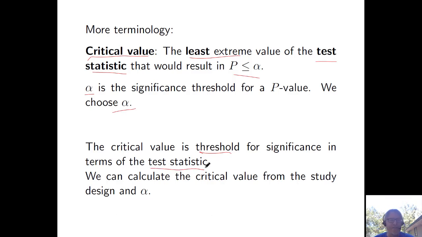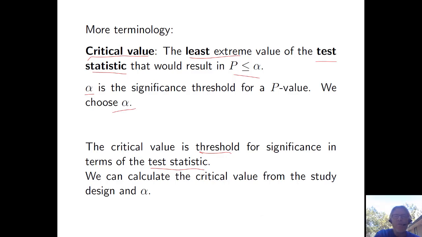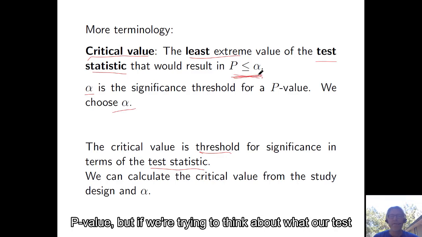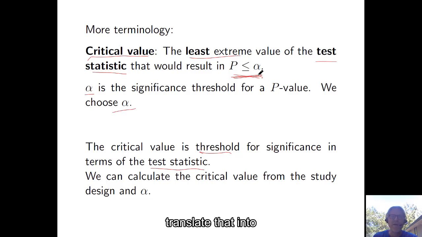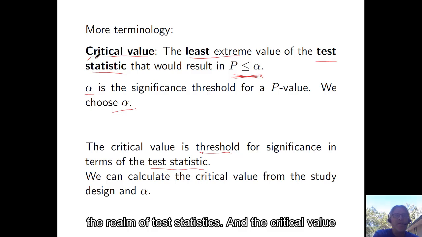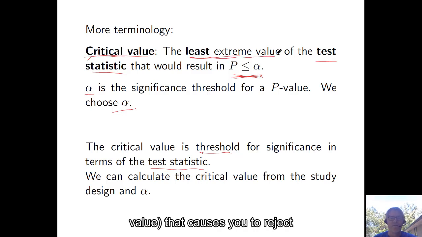So I think of it like exchanging currency or something. You're moving to a different measurement system. The fundamental one is comparing alpha to the p-value. But if we're trying to think about what our test statistic is going to have to be in order for us to reject the null hypothesis, we can translate that into the realm of test statistics, and the critical value is the threshold, the least extreme value that causes you to reject.